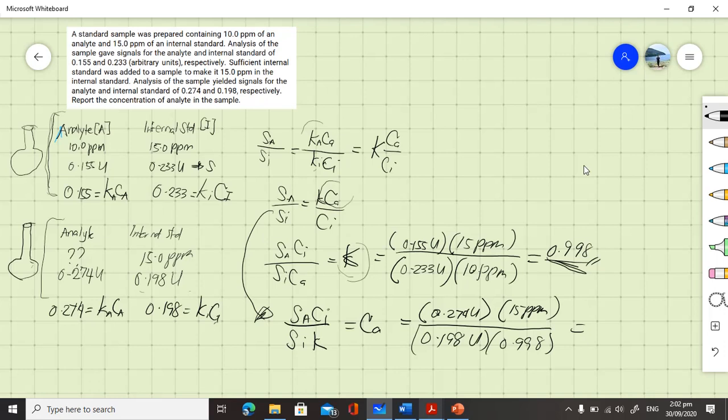Okay, 0.274 times 15 all over 0.198 times 0.998, which is 20.80, or 20.8 milligrams per liter. Because it's ppm, right? ppm is also milligrams per liter, remember? Okay?